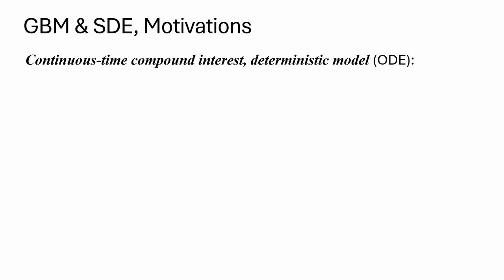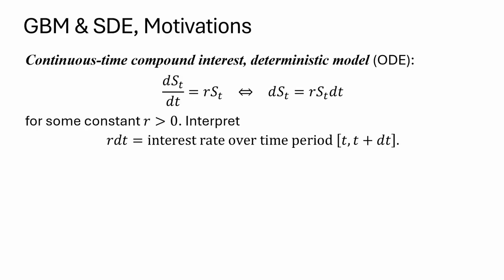Let's consider a familiar model from calculus, continuous time compound interest as a deterministic model, aka an ODE. dS_t over dt equals rS_t, which we can rewrite into a differential form, dS_t equals rS_t dt, for some positive constant r. Note that in the differential form, we can interpret the left-hand side, dS_t, as the amount of interest accumulated in the interval t to t plus dt. And on the right-hand side, we have S_t, which is the principal, times r dt. Hence, r dt may be interpreted as the interest rate over that time period.